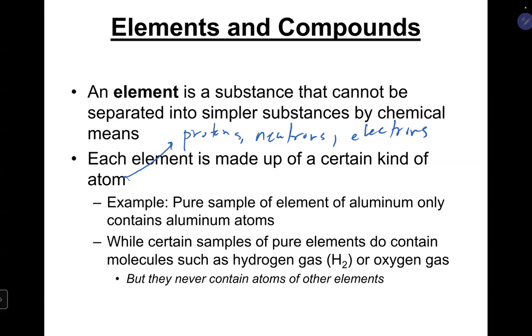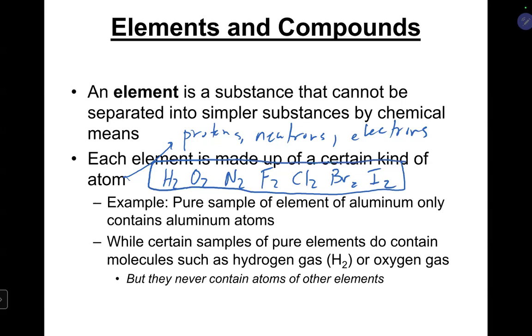Now, there are certain elements that are referred to as being diatomic, and that means that they are made up of two atoms. So like hydrogen gas, oxygen, nitrogen, fluorine, chlorine, bromine, and iodine. These guys here, they are all referred to as being diatomic molecules. Di meaning two, atomic meaning atoms, so they're made up of two atoms. So if you have hydrogen by itself, uncombined, it is two hydrogens that are bonded together. If you have oxygen by itself, uncombined, it is two oxygens that are bonded together. So these are diatomic molecules.